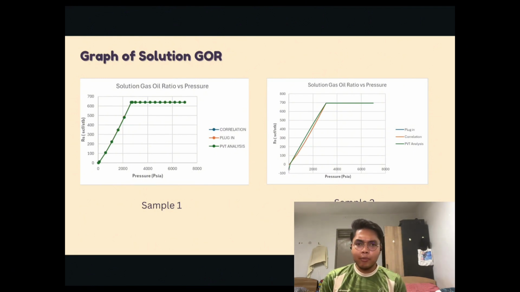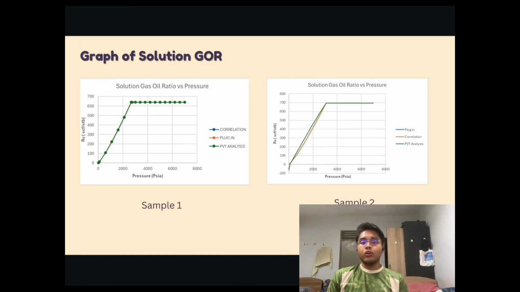This behavior marks the bubble point pressure, where the oil became saturated with gas and no additional gas can be dissolved. Although the legend mentions the correlation and plug-in methods, their data is not visible in the plot because they overlap with each other, having the same value. And moving to sample number 2, we also use all three methods, which are PVT analysis, correlation, and plug-in method, being shown and compared.